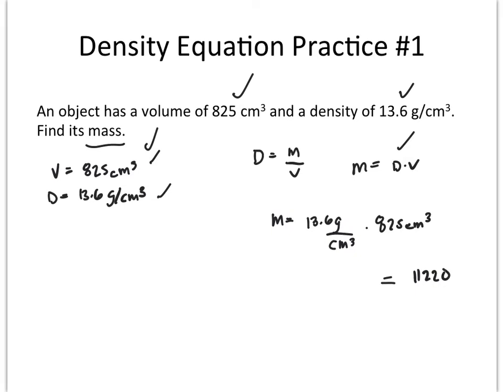Okay, and so if we go ahead and look at our units, centimeters cubed and centimeters cubed cancel, grams are left over. And then if we consider significant figures, I have 3 sig figs here, 3 sig figs here, so my answer needs to be recorded to 3 sig figs. So this is going to give me the following final answer. Okay, so that's going to be our calculation of mass using our density equation.